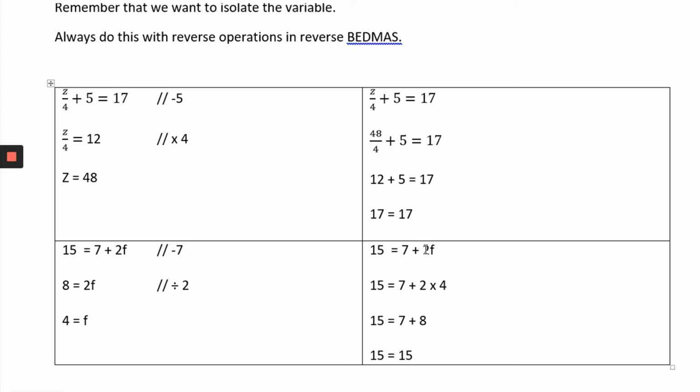Again, I substitute it into the original equation, do my normal solving with normal BEDMAS, the multiplication before the adding, and we get 15 equals 15, and it worked. So we found the correct solution.